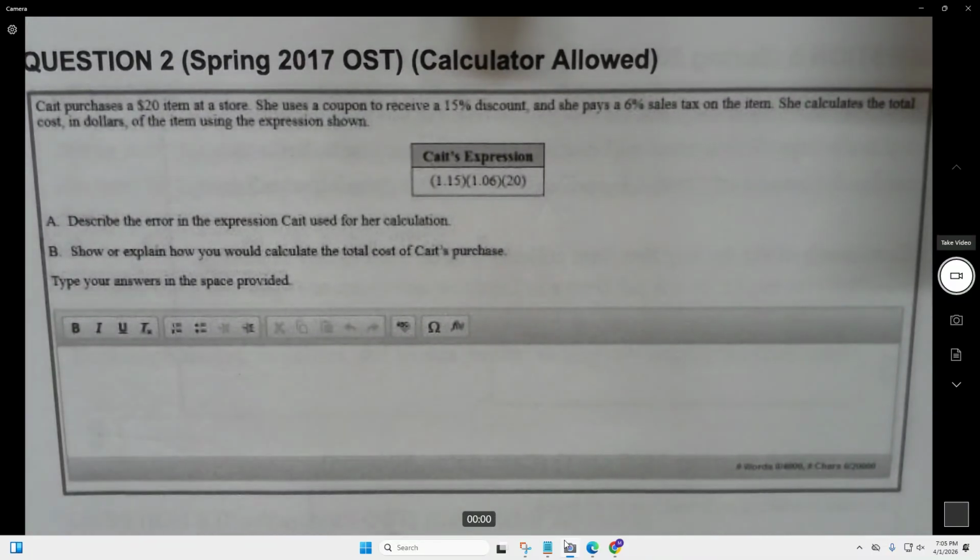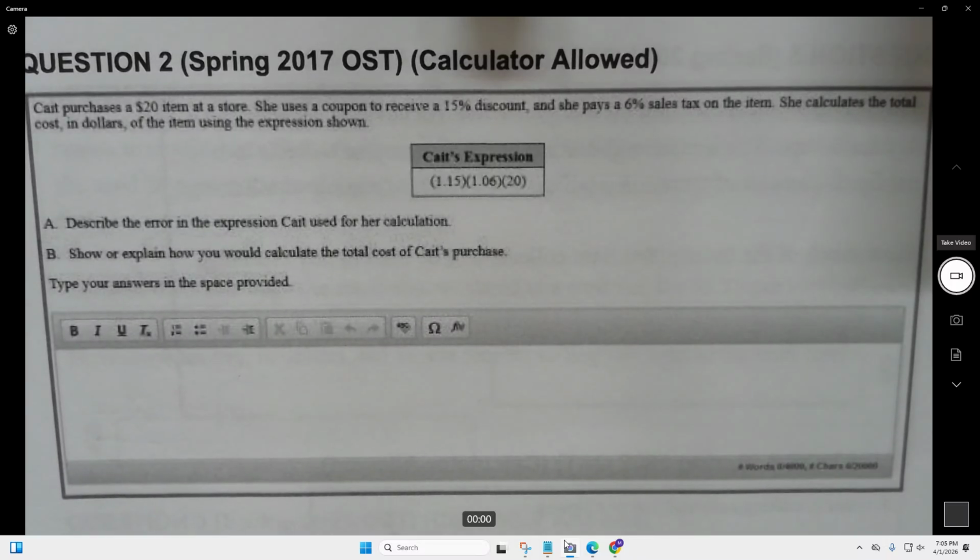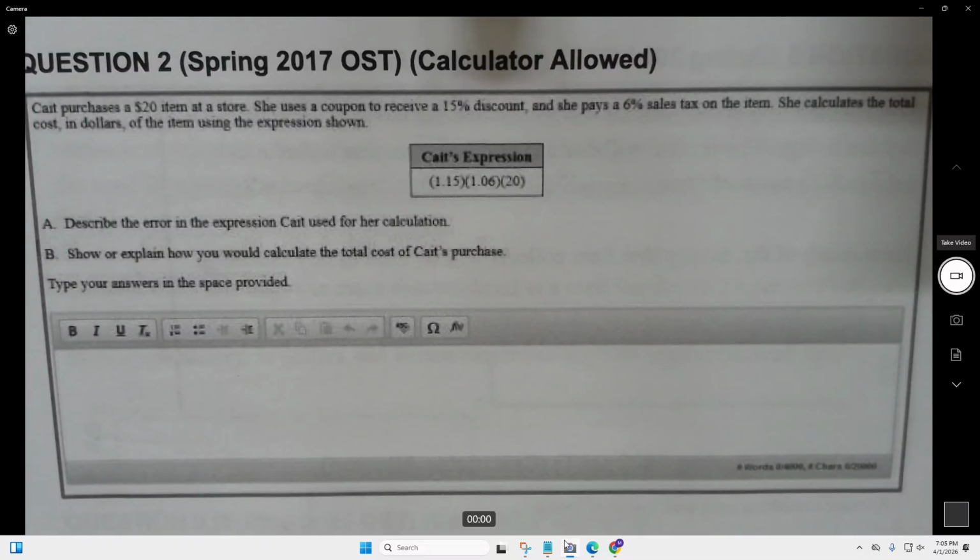Question 2. Kate purchases a $20 item at a store. She uses a coupon to receive a 15% discount, and then she pays a 6% sales tax on the item. She calculates the total cost in dollars of the item using the expression shown. Describe the error in the expression Kate used for her calculation, and show or explain how you would calculate the total cost of Kate's purchase.